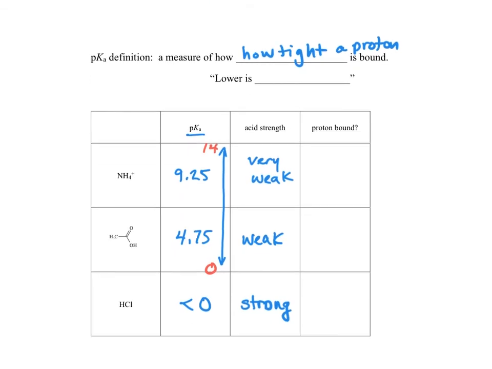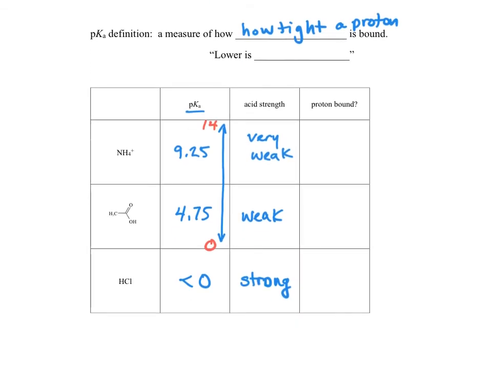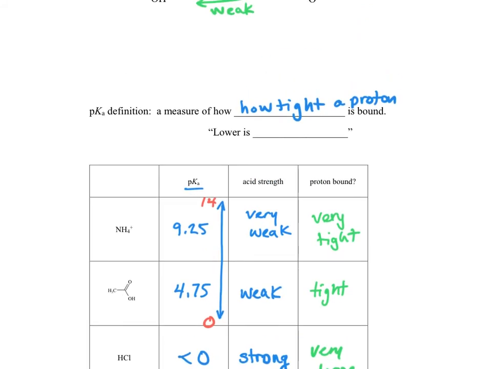So let's take a look at how this fits into our chart. We said that HCl is able to give up its proton extremely easily, and what we would say for that is that the proton is bound very loose. It comes off very easily. On the other hand, the proton is bound quite tight to acetic acid. That's why when we put acetic acid in water, very little of that acetic acid gives up its proton, and the ammonium ion would be very tight bound to its proton and has a hard time giving it up. This gives rise to this definition: pKa, a measure of how tight a proton is bound.